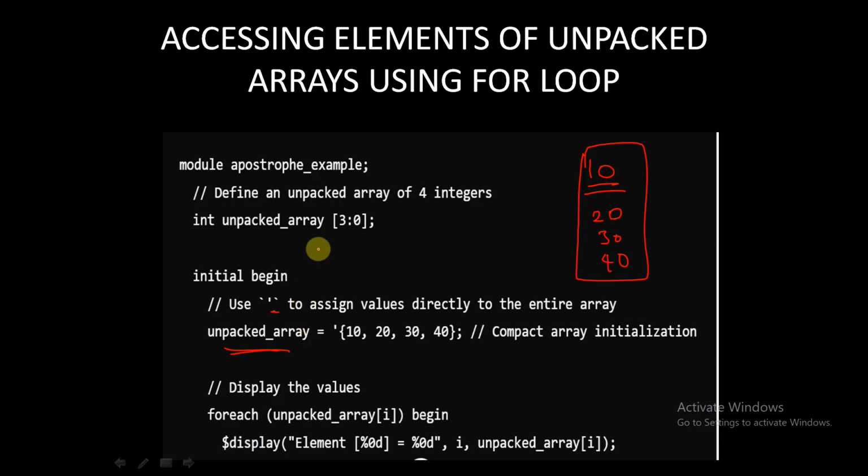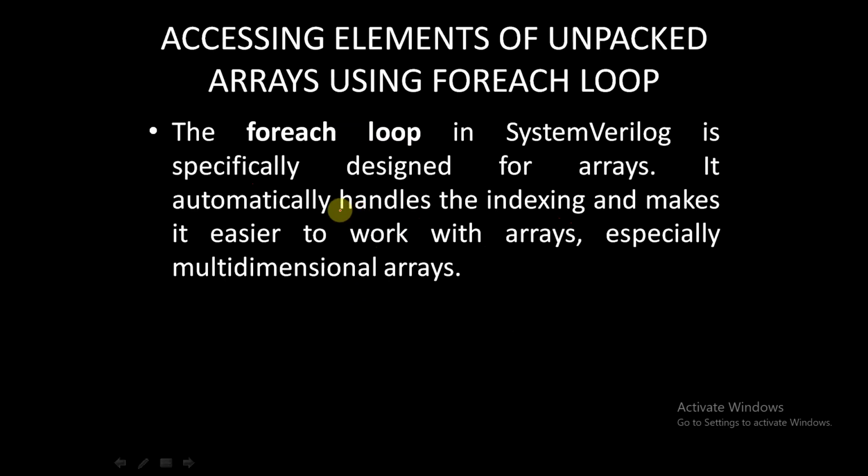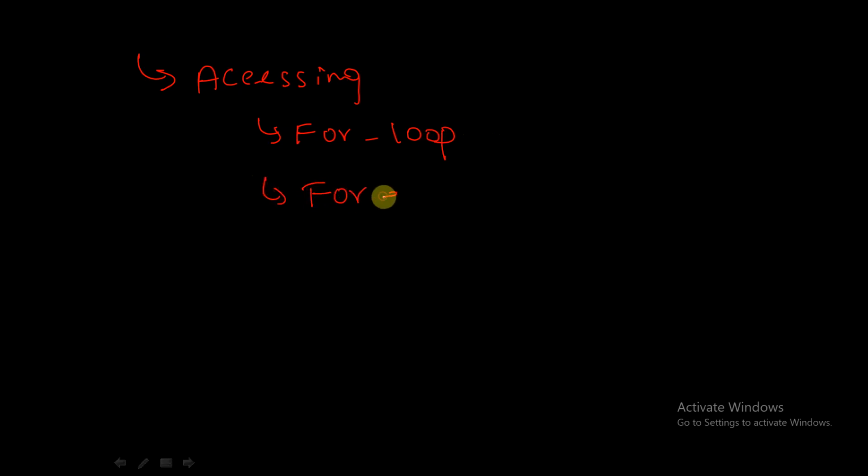Now let's see how to access those elements from the unpacked array. We have two methods actually. One is the for loop and the other is the foreach loop. For accessing the elements, we can use a for loop, or we can use a foreach loop. This we will discuss in our next session.